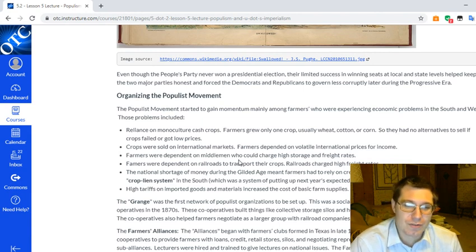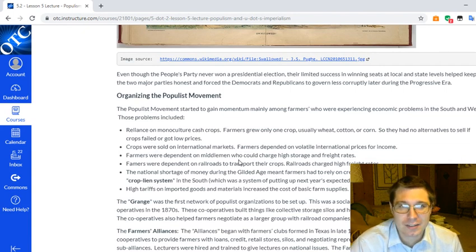The national shortage of money during the Gilded Age meant that farmers had to rely on credit, on very high interest mortgages in the West where they needed to buy land, because at this point all the free land had been settled. So you had to buy land from someone who had already settled it, or from a railroad company that had bought up a bunch of it, as was often the case.